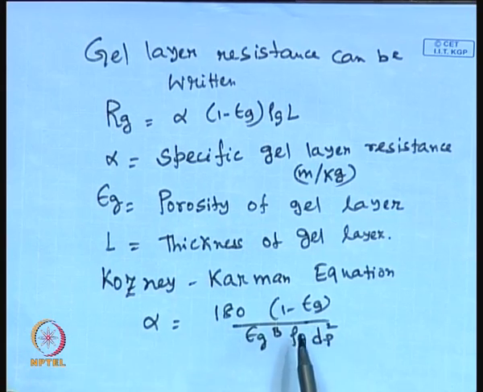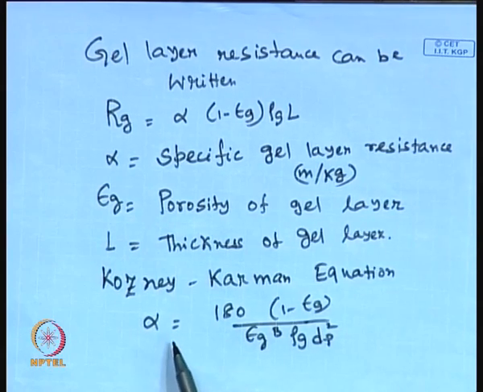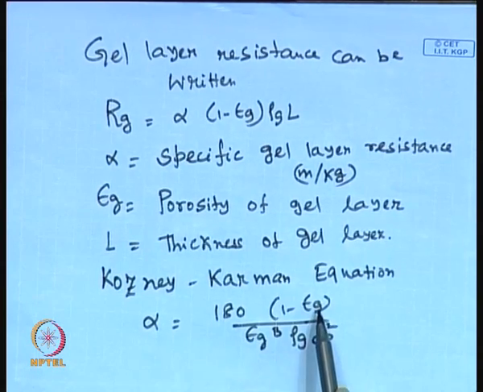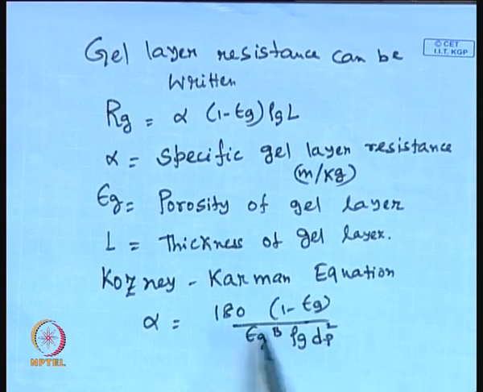Again, it's an empirical relationship. Alpha, that means the specific gel layer resistance or cake layer resistance, can be expressed in terms of gel porosity, diameter of the gel forming particle, and density of the gel forming material by this expression. So, if you know epsilon g and the particle diameter, then you can calculate the value of alpha. Now, typically this alpha is a function of delta p, and depending on the characteristic, one can have whether the cake layer or gel layer is compressible or incompressible.